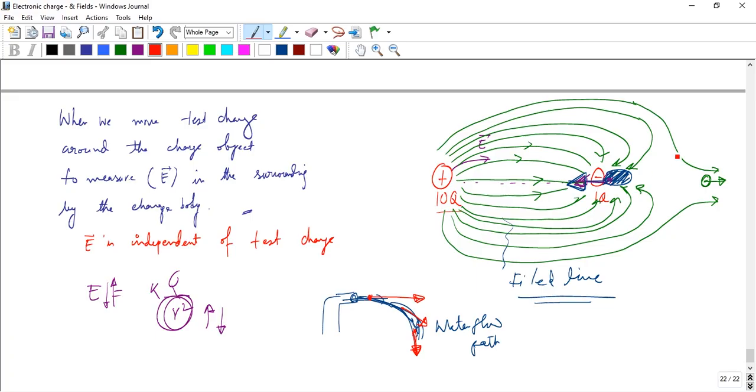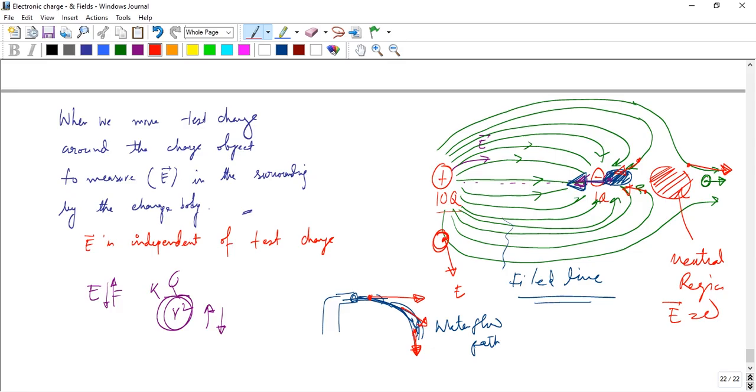Similarly, if I choose the electric field at that point, it is in that direction. But if I choose the electric field here, it is in the opposite direction. In between these regions is called a neutral region. Neutral region means the electric field is zero in that region. So Michael Faraday gave the concept of field lines, and the tangent at any point of the field line represents the electric field at that point. Clear?